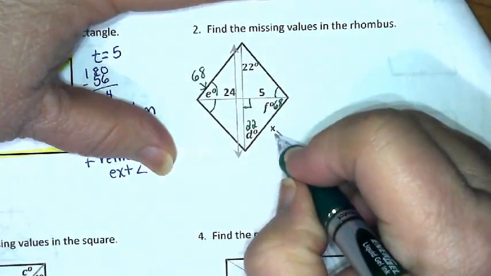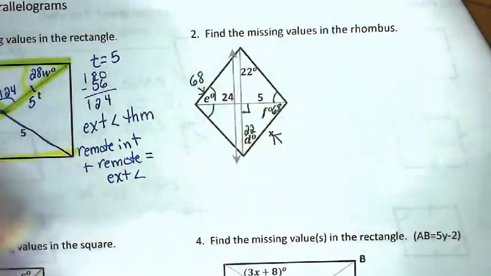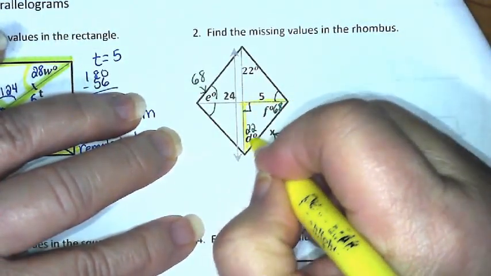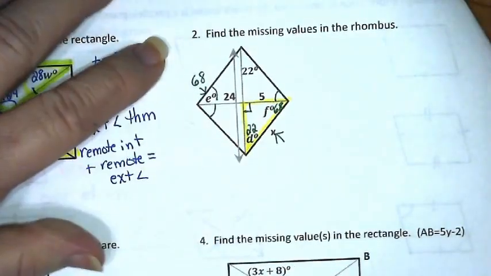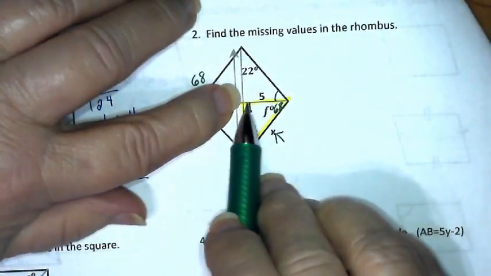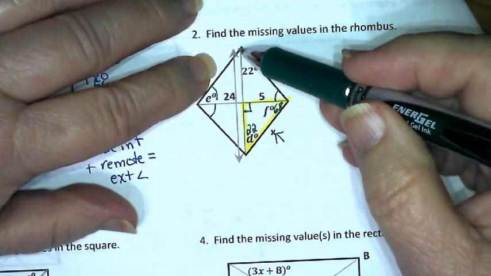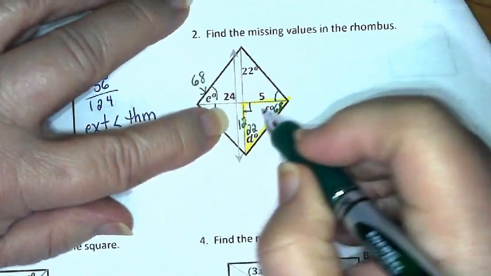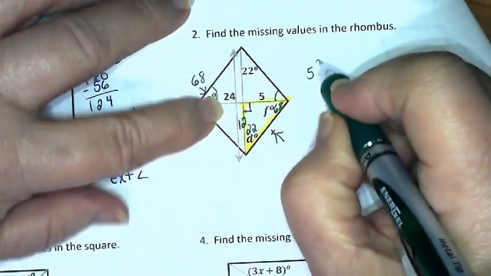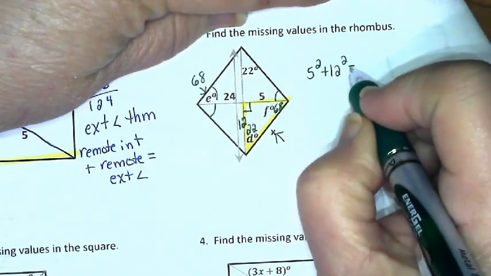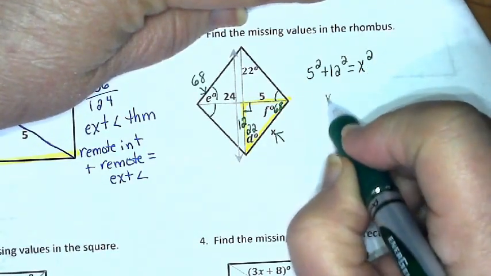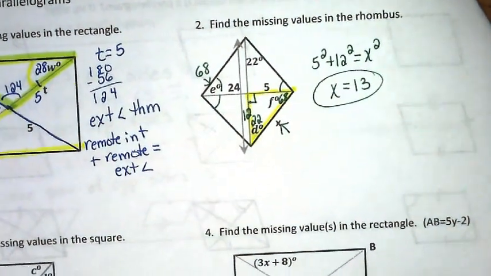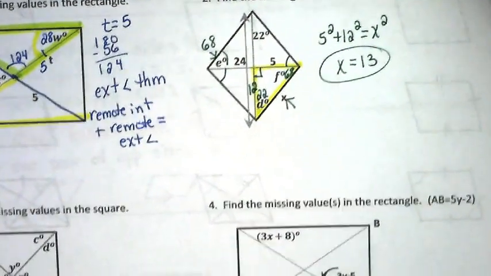Now I want to find X. So we're going to look here for a minute. I mentioned the Pythagorean theorem earlier, and here's where we're going to use it. I know that this piece is 5. The entire diagonal was 24, and because it was bisected, this is 12. So now a little Pythagorean theorem, 5 squared plus 12 squared equals x squared, and you find out that x is 13. So a little bit of work with a rhombus there.